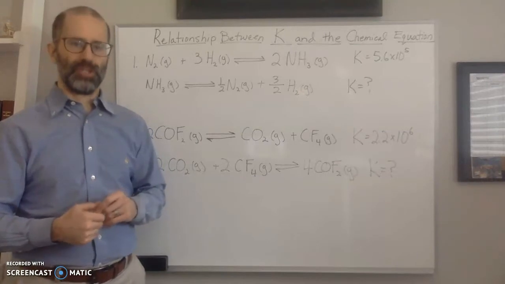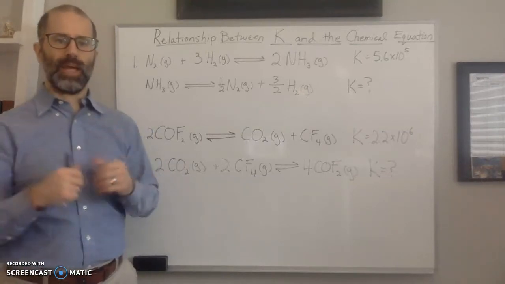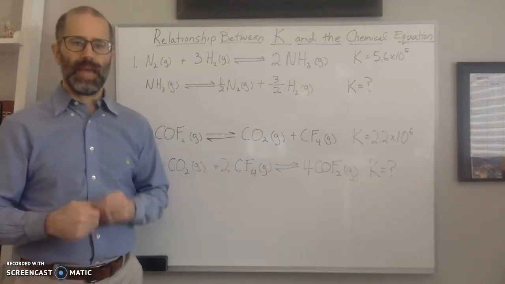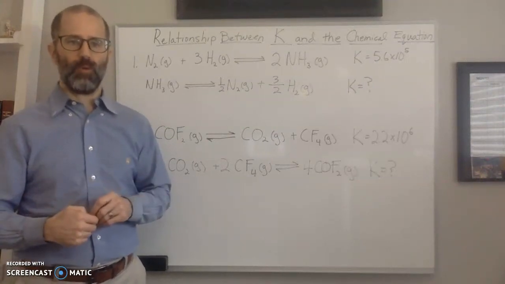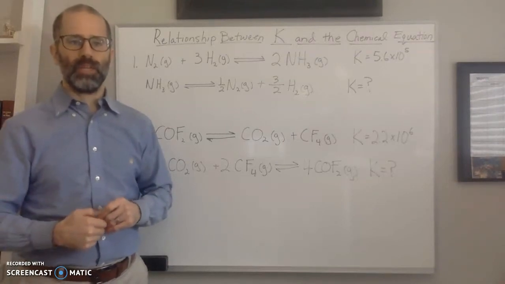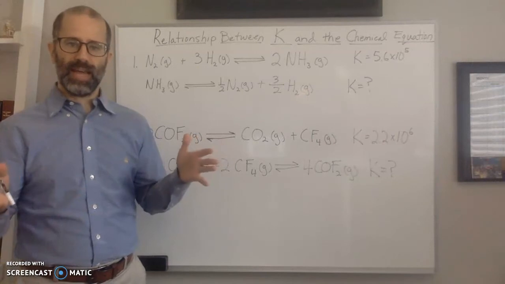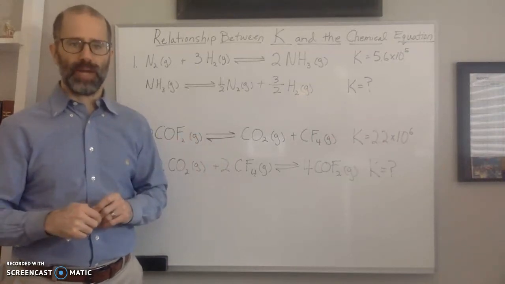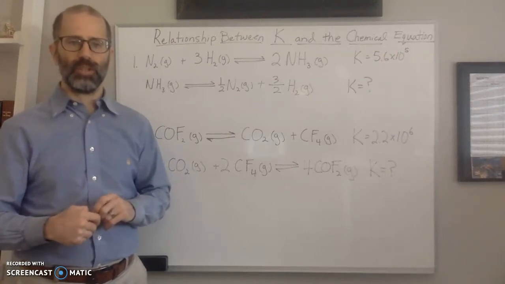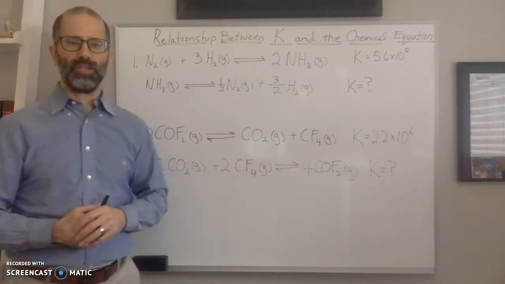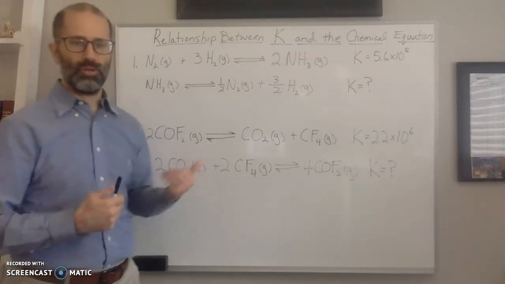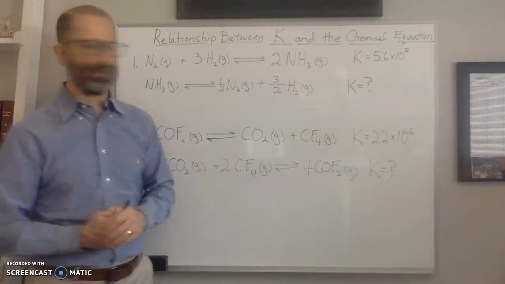And the third relationship is if you add equations together to get a resulting equation, the equilibrium constant for that resulting equation is going to be the multiplication of the equilibrium constants of the equations that you added together. So those are the three relationships that you need to remember, and I'm going to use those to help do these problems.